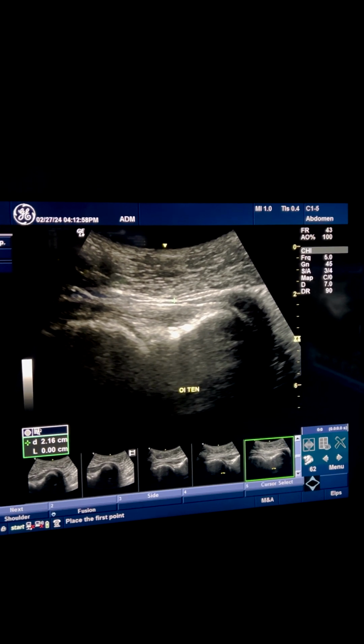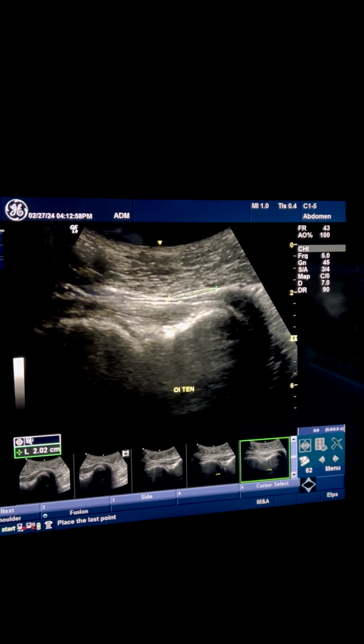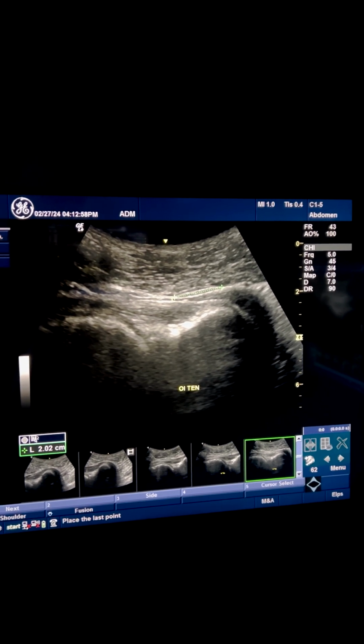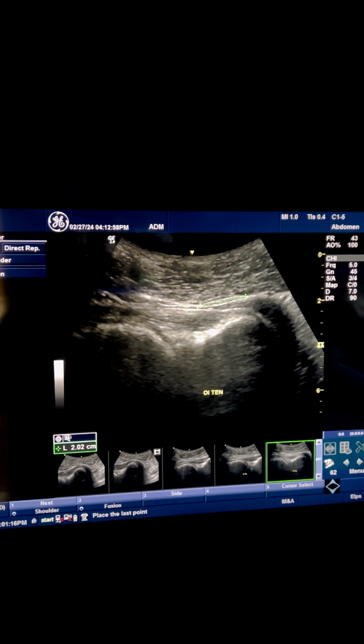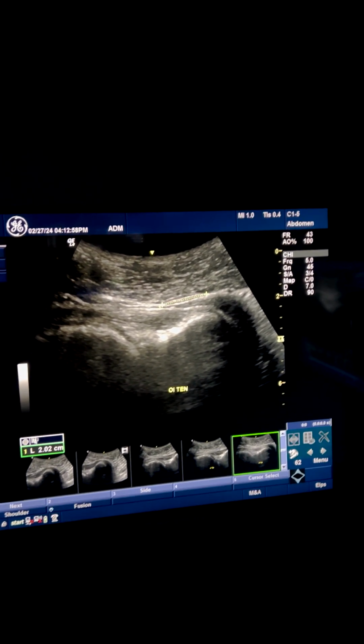Let's just see what is the thickness of this sciatic nerve. How wide is it? At that point, it's 2 centimeters wide. That's the sciatic nerve, 2 centimeters wide over the obturator internus in this patient. I'll go on to the next thing.